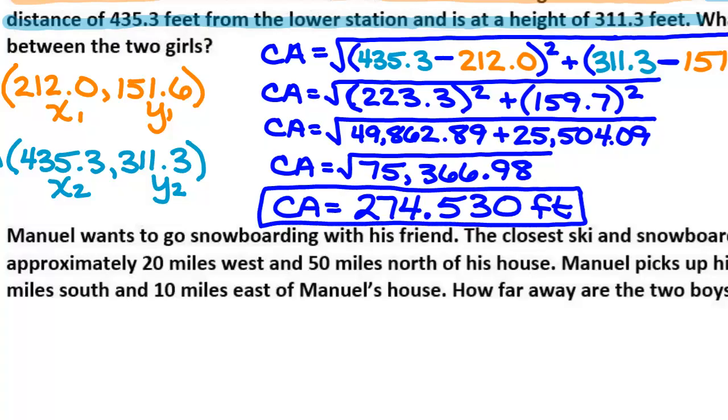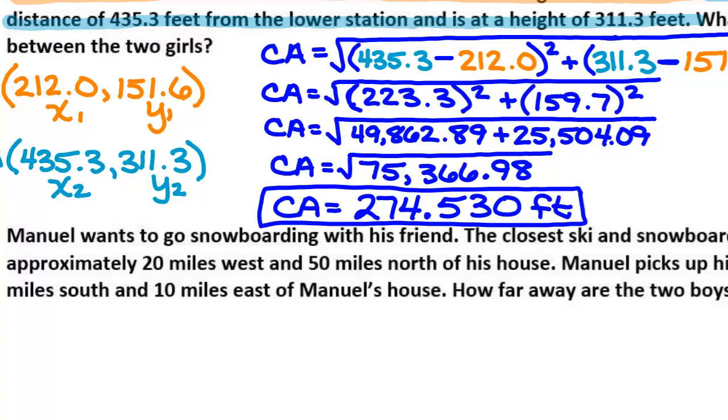All right. Let's look at number 5. Manuel wants to go snowboarding with his friend. The closest ski and snowboarding resort is approximately 20 miles west and 50 miles north of his house. Manuel picks up his friend who lives 15 miles south and 10 miles east of Manuel's house. How far away are the two boys from the resort?